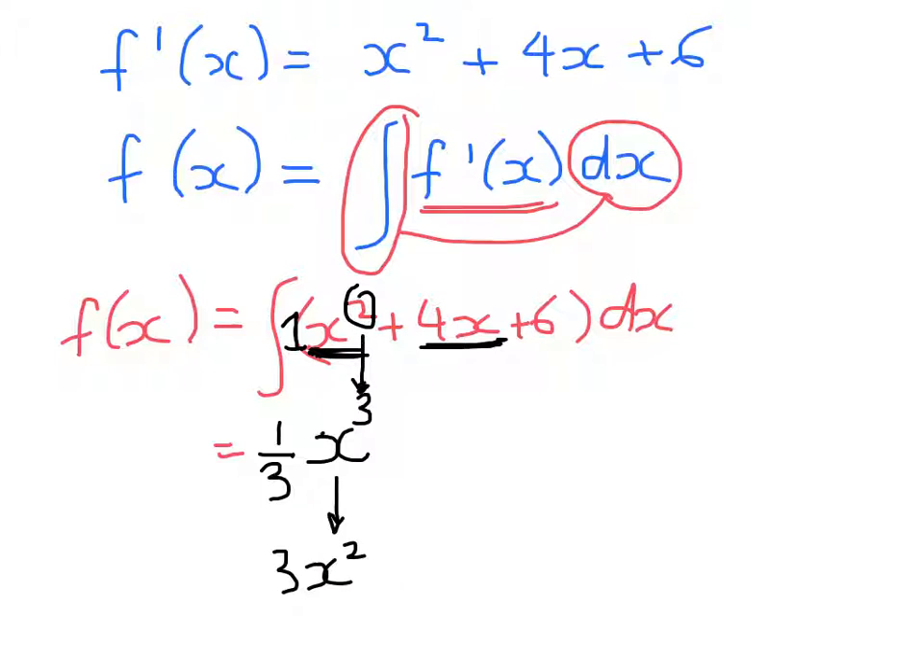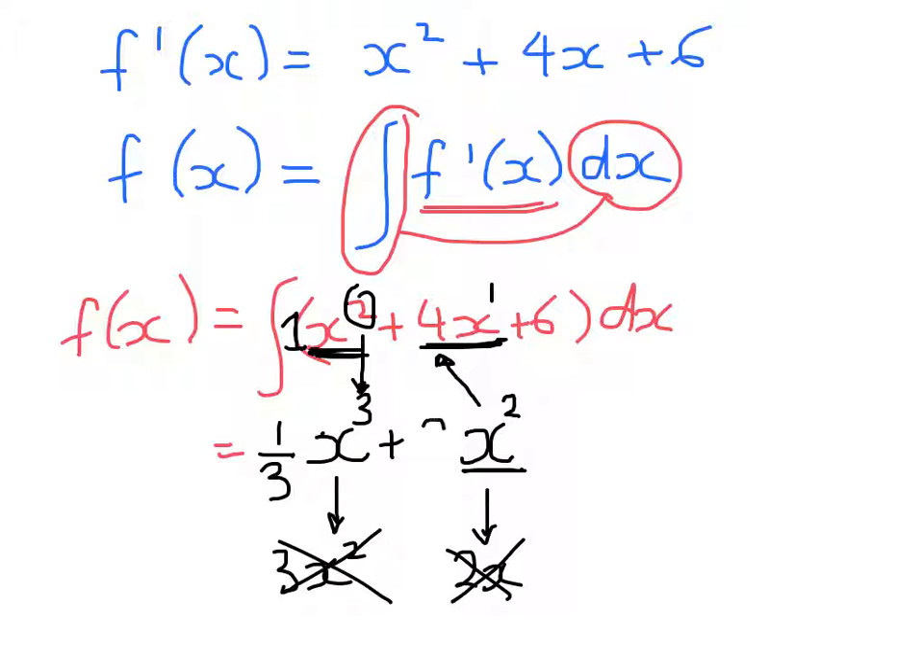Here I've got 4x with an invisible power of 1. So the antiderivative of that part is going to be something x squared. When I differentiate this, I want to end up with 4x. So it can't just be x squared, because that would give me 2x, and that's bad, just like 3x squared was bad. So I need to match it to 4x. It's going to be plus 2x squared.